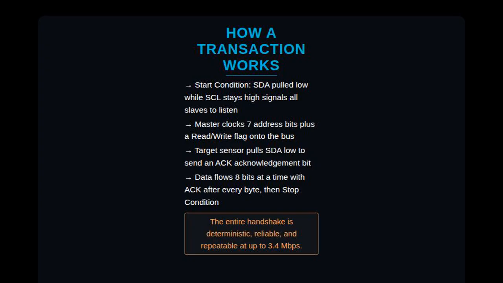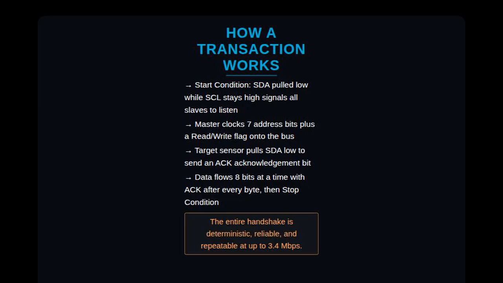After the start condition, the master clocks out 8 bits. The first 7 bits are the target address. The 8th bit is a read or write flag, telling the target sensor whether the master wants to send data to it or receive data from it. The addressed sensor acknowledges by pulling SDA low during the next clock pulse. That's called the ACK bit, acknowledgement.